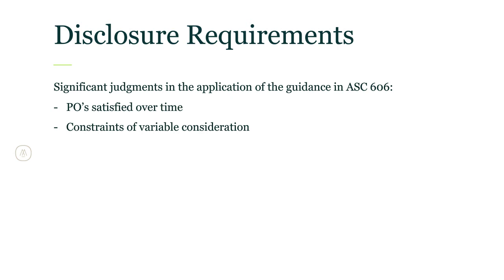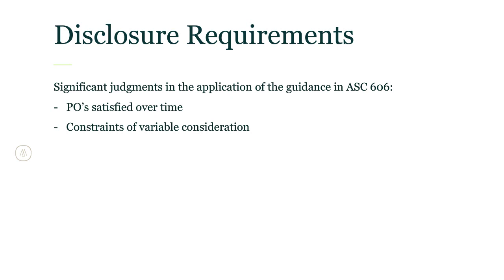So significant judgments in the application of 606. Performance obligations satisfied over time. So how do you go about making that determination about how revenue is recognized over time? And then constraints to variable consideration. Those are two areas where there's naturally going to be a lot of judgment involved in how you're recognizing revenue.